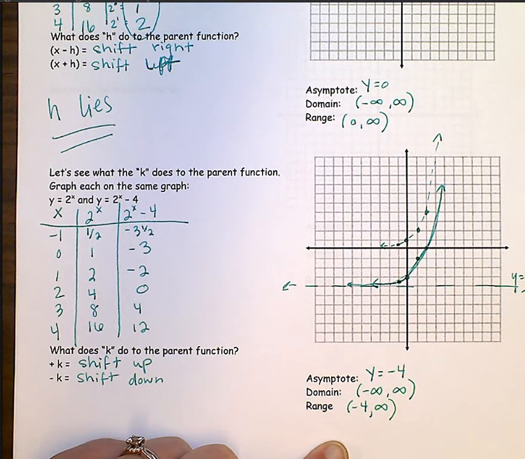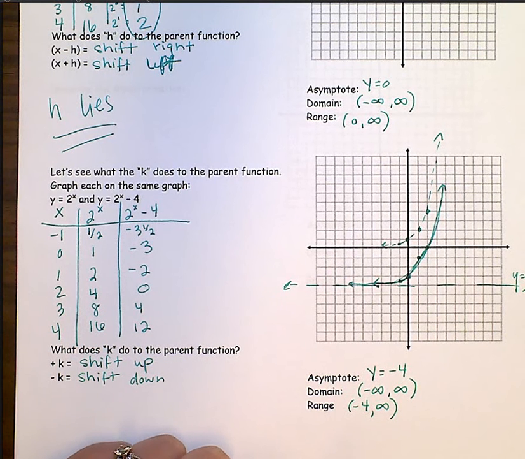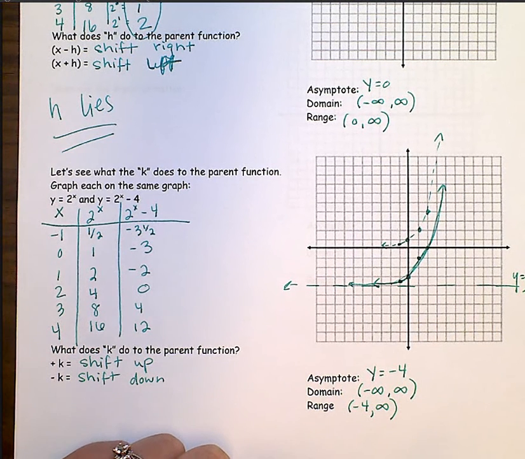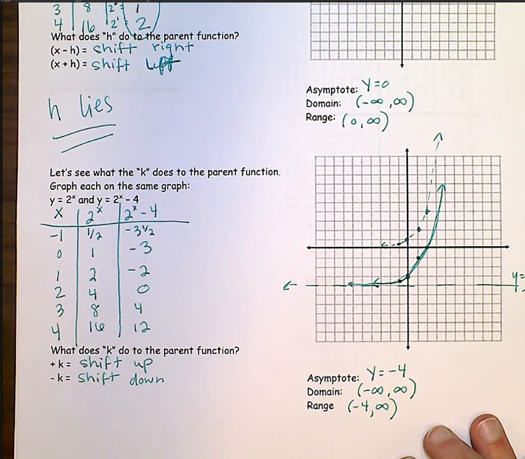Alright, so we've looked at what our a in front does, our stretches and shrinks, what our h can do, and what our k can do. So we looked at our shifts as well as our stretch and shrink. We'll talk next time in class about putting all of these things together in one graph.